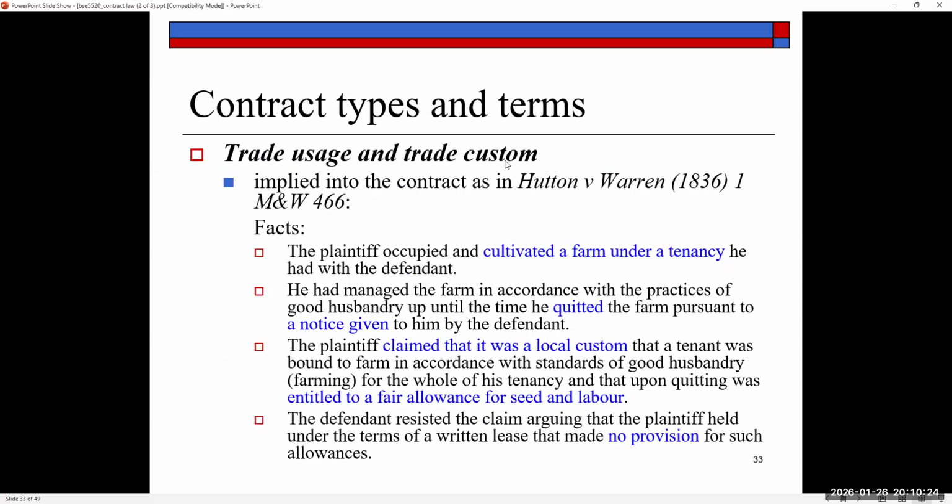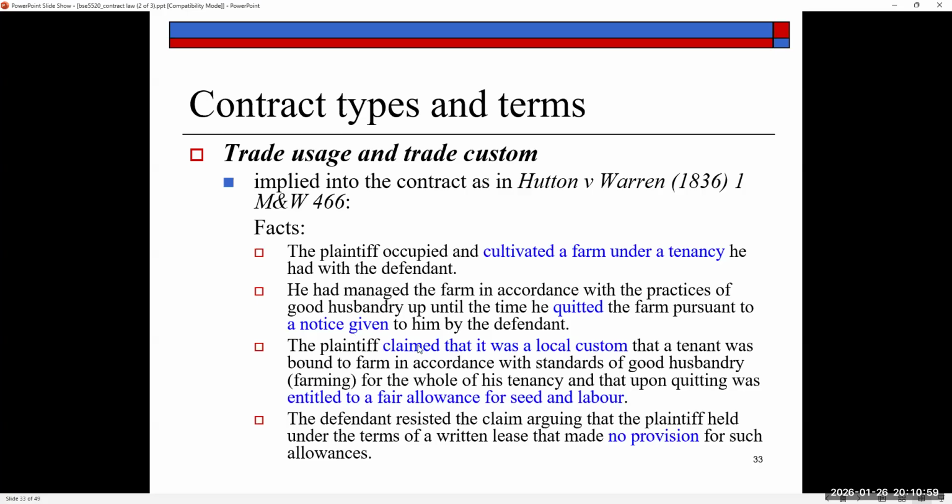Trade usage and trade custom, the common practice in the field. The plaintiff in this case occupied and cultivated a farm under tenancy. There's a tenancy agreement between the plaintiff and the defendant. It's about cultivating a farm. He had managed the farm, but then he stopped pursuant to a notice given to him by the defendant. The defendant gave notice to him to stop cultivating.